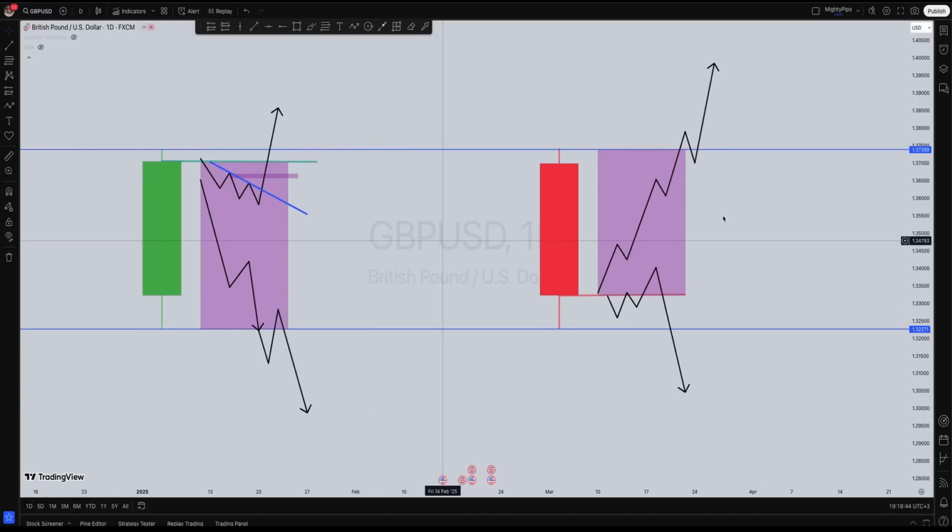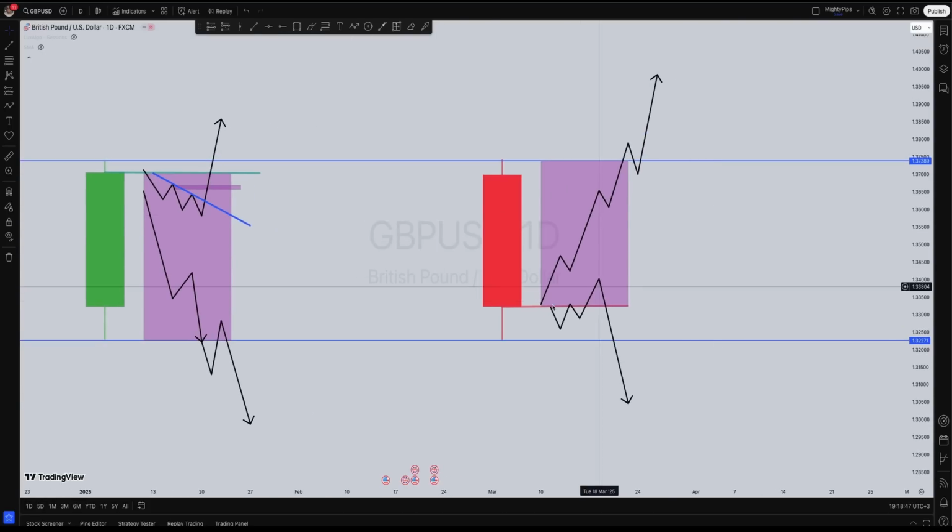The same thing can happen here on a bearish day. If the market pushes up and breaks the high of the previous bearish candle, then you reverse, you wait for the market to come back near the purple zone and then you look for bullish confirmation candlesticks for you to trade a reversal to become a bullish trade from a bearish day.